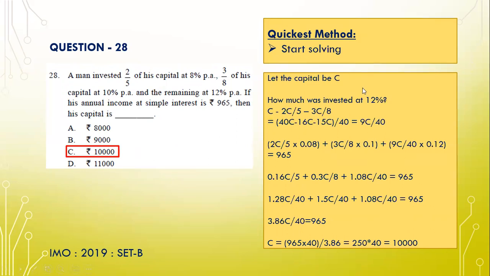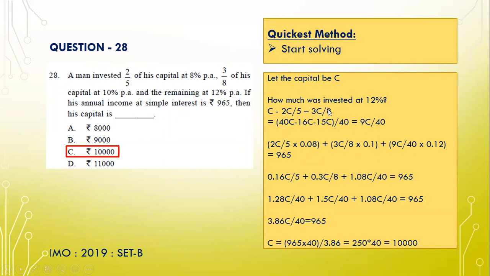Start solving and formulate the equation. Let the capital be C. And how much was invested at 12%? So total was C. So at 12% it will be C minus 2C by 5 minus 3C by 8, isn't it? So 2/5 of his capital at 8%.